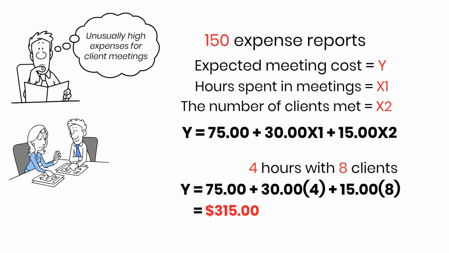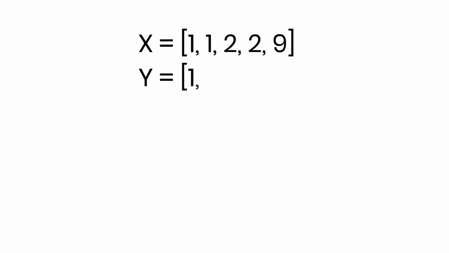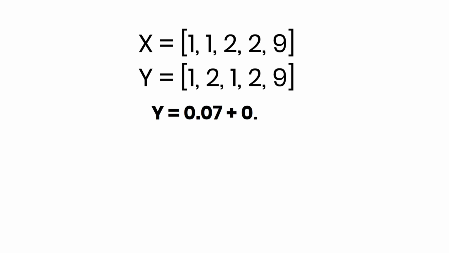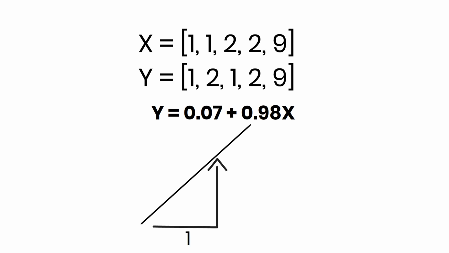Another example involves developing a regression model to fit given data points. Consider the dataset. X equals 1, 1, 2, 2, 9. Y equals 1, 1, 2, 9. The regression model to fit this data, rounded to 2 decimals, is y equals 0.07 plus 0.98x. This equation suggests that for each unit increase in x, y increases by approximately 0.98 units, starting from an intercept of 0.07.